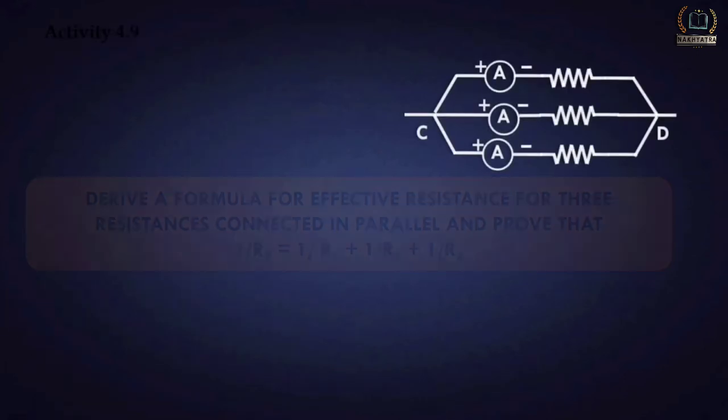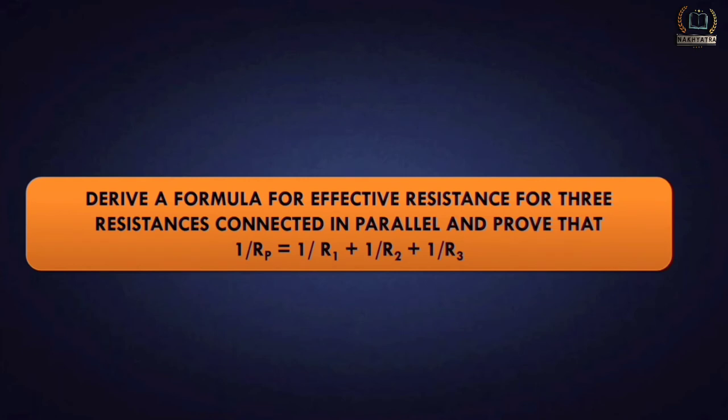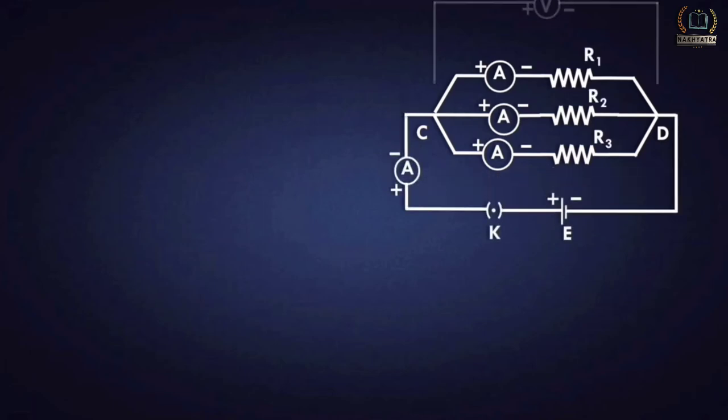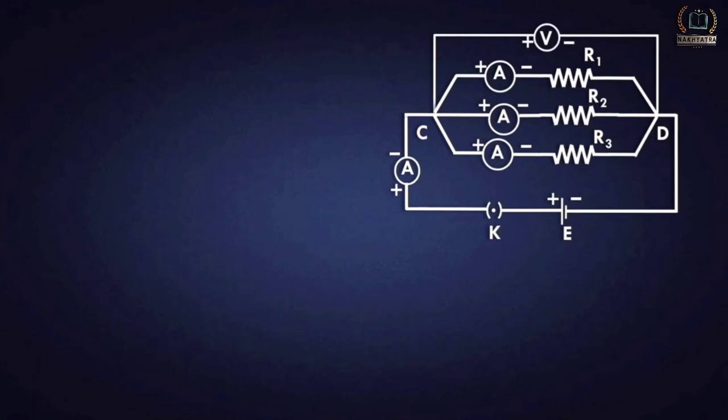Now see, derive a formula for effective resistance for three resistances connected in parallel and prove that 1 by Rp equals 1 by R1 plus 1 by R2 plus 1 by R3. This is a circuit connected in parallel. The resistors R1, R2 and R3 are connected in parallel, where a voltmeter has been connected between the points C and D. We can see that the current I is divided into three parts, I1, I2 and I3.